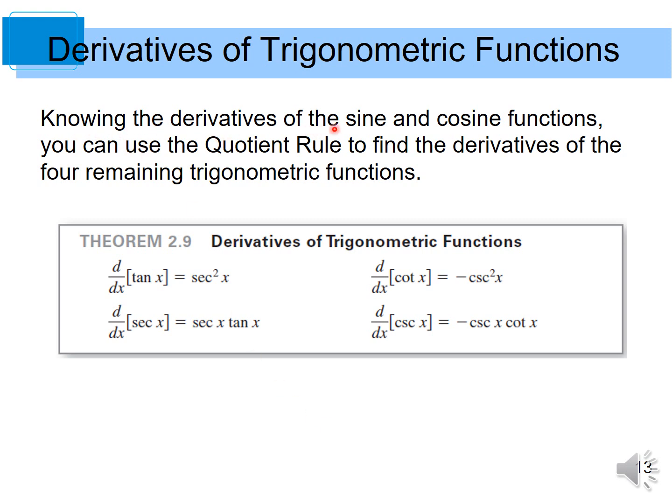Knowing the derivatives of the sine and cosine functions from the previous section, you can use the quotient rule to find the derivatives of the four remaining trigonometric functions. Differentiate tangent x with respect to x is equal to secant squared x. These four derivatives of trigonometric functions can be obtained by using the quotient rule.